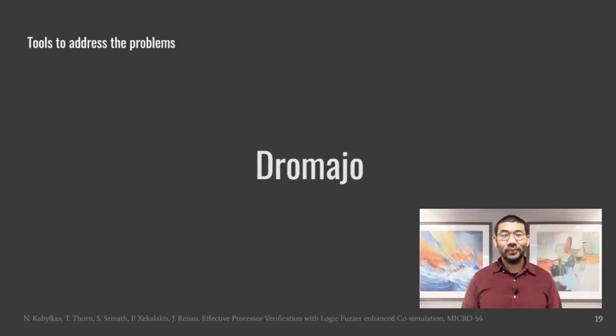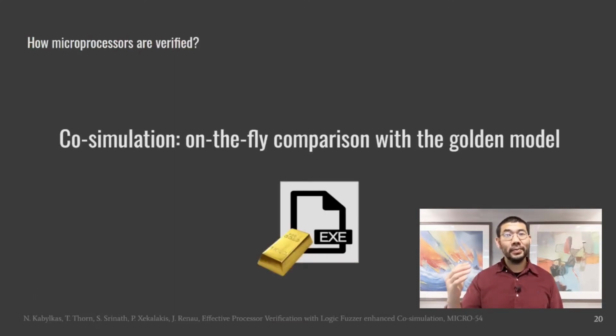Okay, let's start with Dromajo. The best way to explain Dromajo, in my opinion, is by explaining the technique it implements. And the technique it implements is a concept of co-simulation, and that is on-the-fly comparison with the golden model. At this point you might ask, what is a golden model?